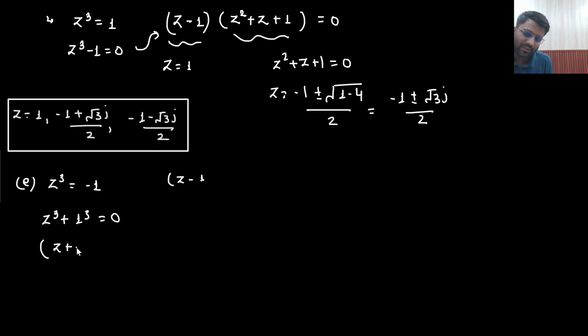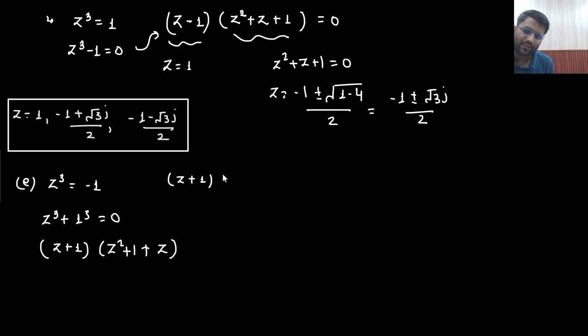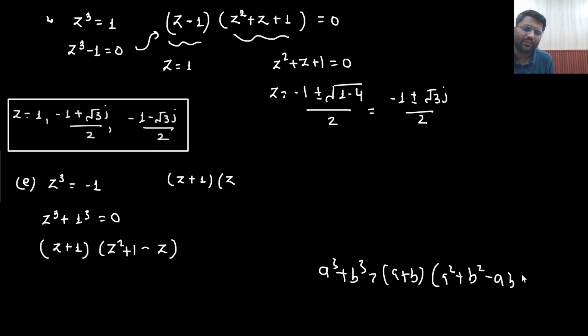So a cube plus b cube is nothing but a plus b into a square plus b square minus ab. So when you factorize it, what you will be getting is z plus 1. Here the minus sign will come, no? A square plus b square minus ab. What is the formula of a cube plus b cube? The formula is a plus b into a square plus b square minus ab. Say yes or no?